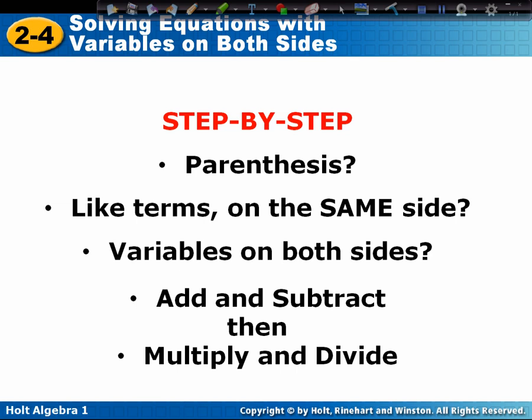Then you're going to look at the right-hand side of the equal sign or the right-hand side of the equation, and you're going to look and see, is there any like terms on that side that I can put together? And if so, you're going to go ahead and combine those. The third step is, are there variables on both sides? So if you have a variable of x, is there an x on both sides of the equal sign? If there is, you're going to take the one on the right and move it to the left. Then you're going to add or subtract, and then you're going to multiply or divide. So that's your step-by-step guide on how to solve equations.